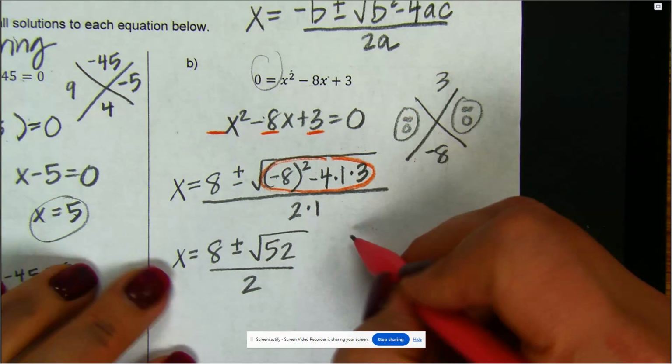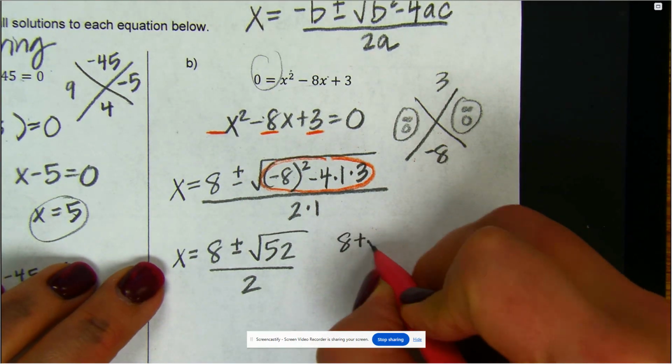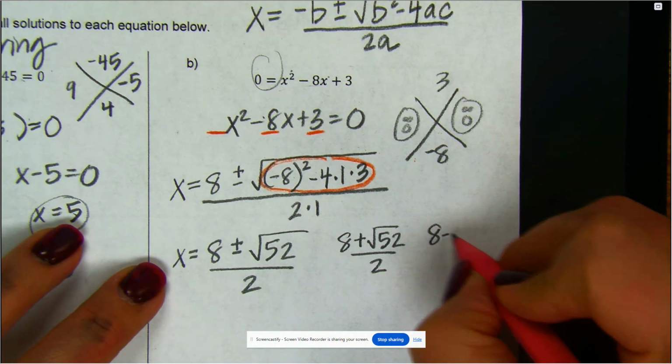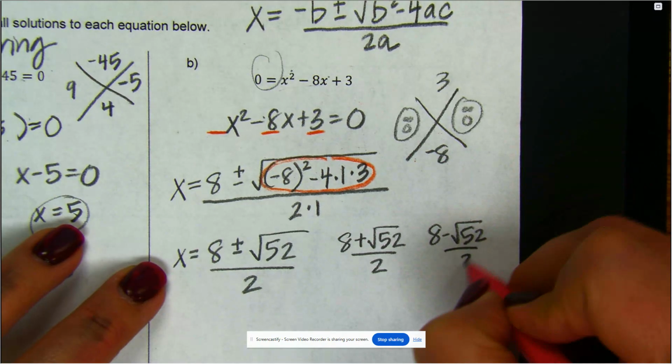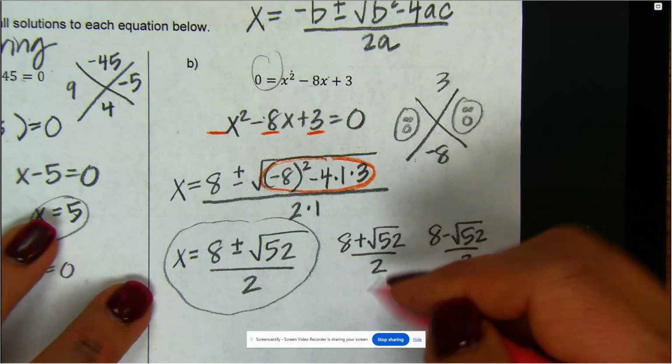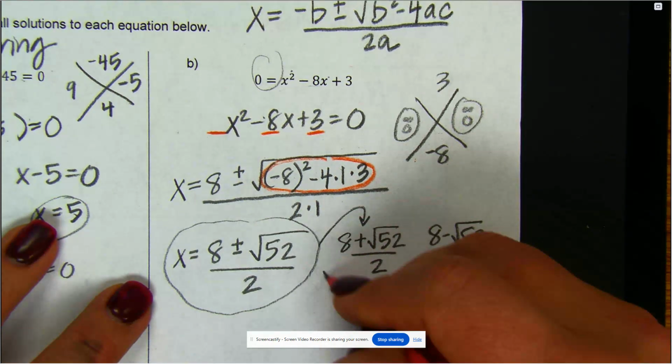So now my answers are 8 plus the square root of 52 over 2, or 8 minus the square root of 52 over 2. You can leave the answers like this. You could break them apart like this. There's this one and this one. And we could also get decimal approximations.